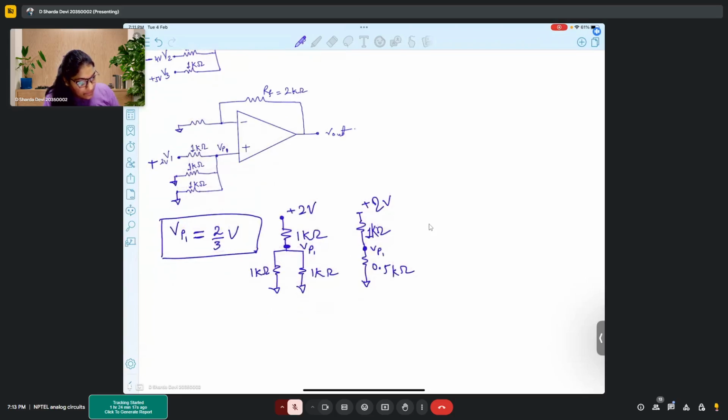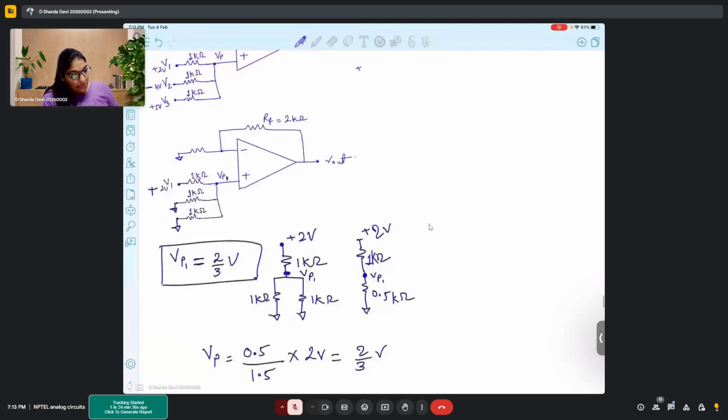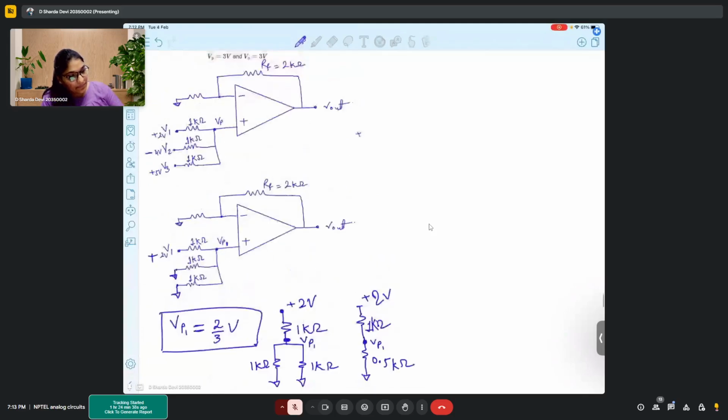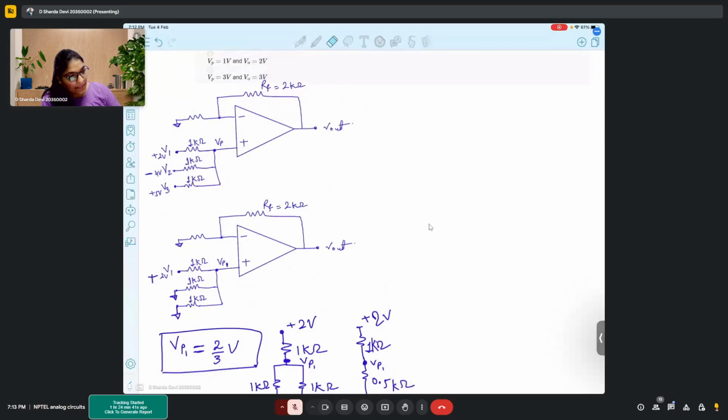So VP1, what is VP1? VP1 is 0.5 by 1.5 into 2, right? So that is 2 by 3. Basic voltage division. So this is VP1. So that is the first part.